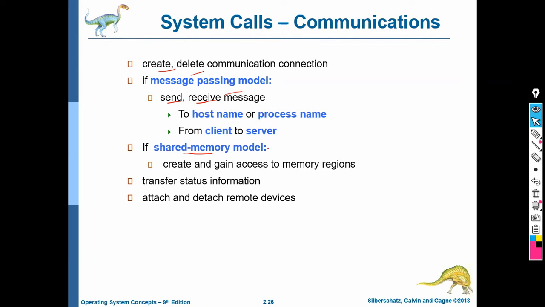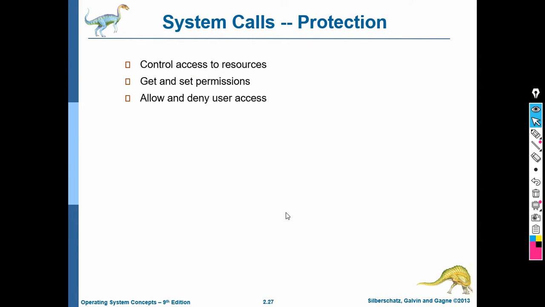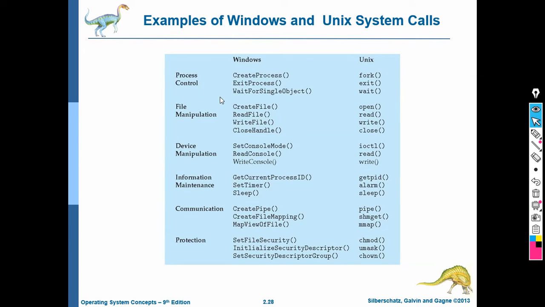Shared memory, as I said, is one kind of thing, to create and gain access to the memory regions. Transfer status information, attach and detach remote systems. As part of protection, control access to resources, get and set permission, allow and deny user accesses system calls.